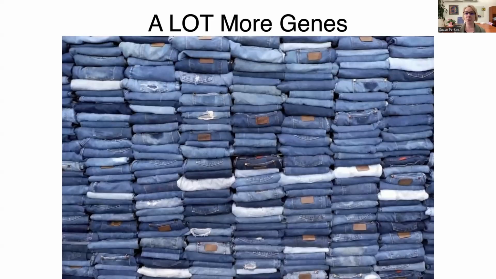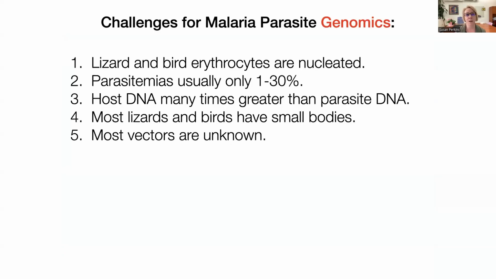Okay. So now I want to just wrap up with genomics, right? So getting a ton more genes in order to do really robust phylogenies. But even in this, lizard malaria and malaria in general has been really challenging in genomics. So the erythrocytes of lizards and birds are, of course, nucleated. And so it's not easy to separate out host and parasite DNA. And on top of that, the parasitemias that we see are typically very low. So we're already battling an odds ratio, in terms of that, the genome is so much larger in the host.